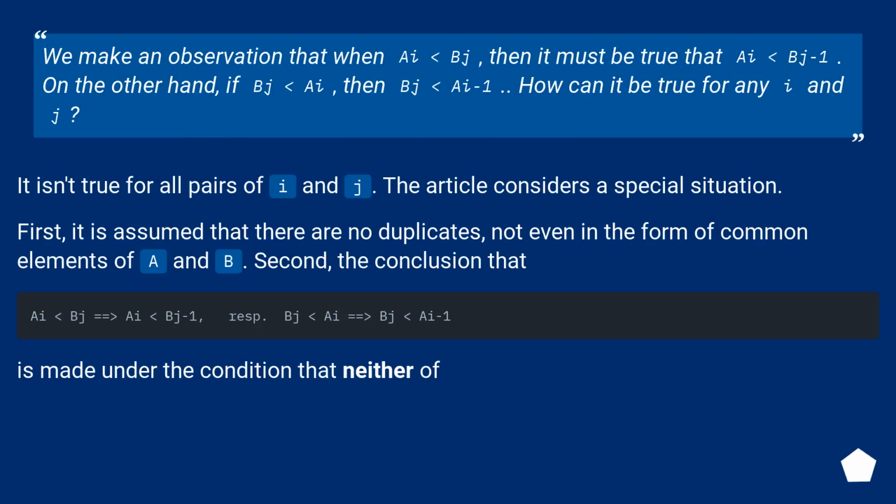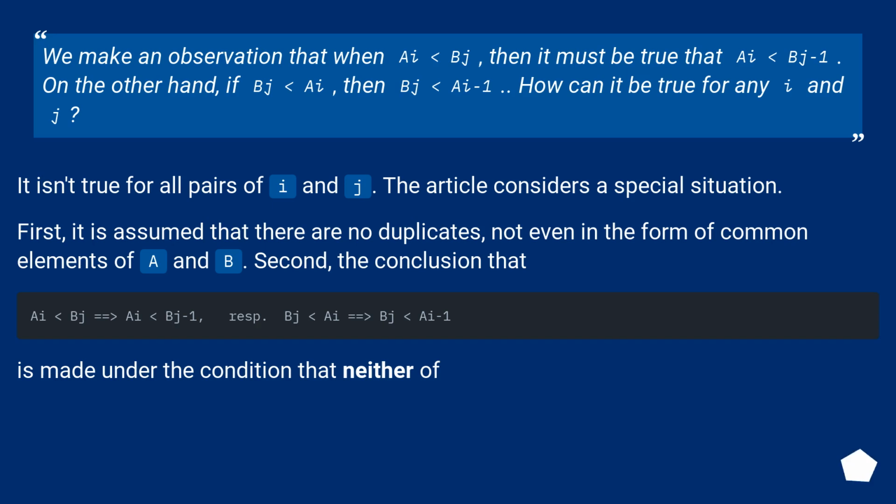We make an observation that when ai is less than bj, then it must be true that ai is less than bj+1. On the other hand, if bj is less than ai, then bj is less than ai+1. How can it be true for any i and j? It isn't true for all pairs of i and j. The article considers a special situation.